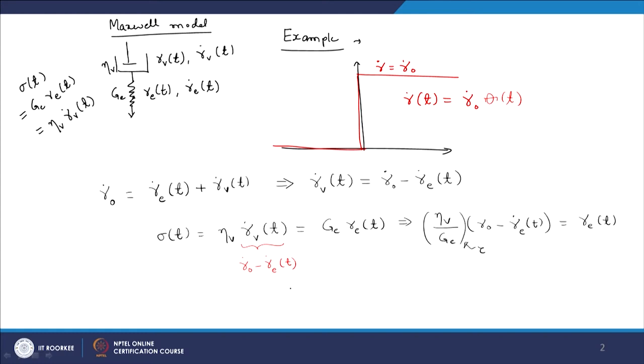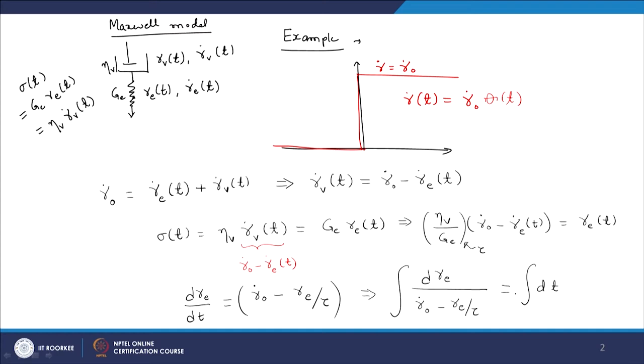So what we have is d gamma E by dt is equal to gamma naught dot minus gamma E divided by tau. So if I now solve this, we have d gamma E divided by gamma naught dot minus gamma E by tau is equal to dt, which I can again integrate.